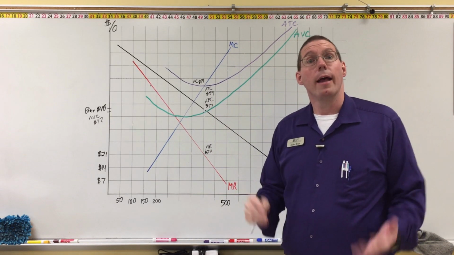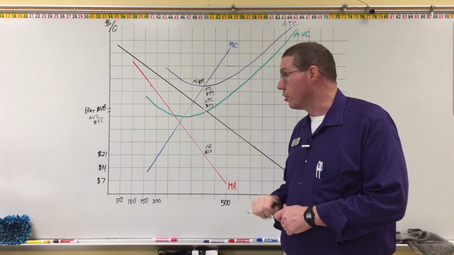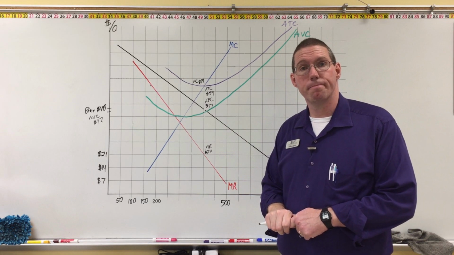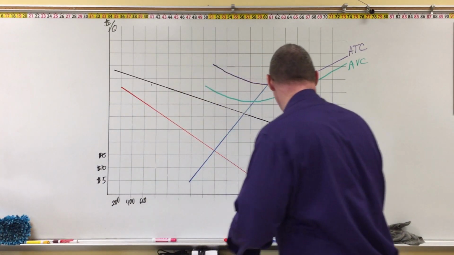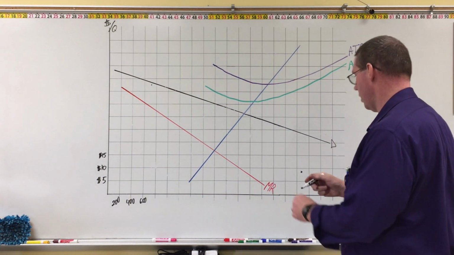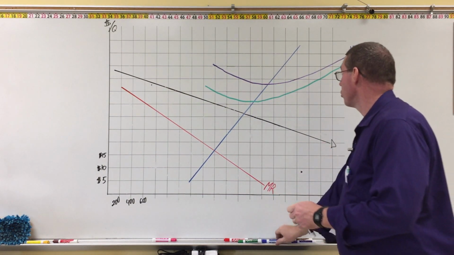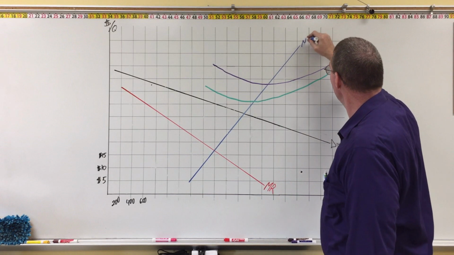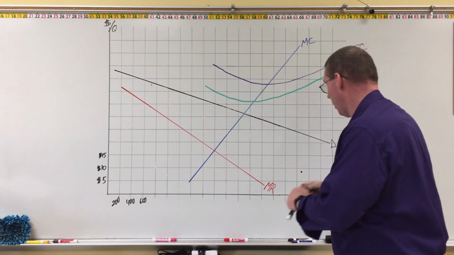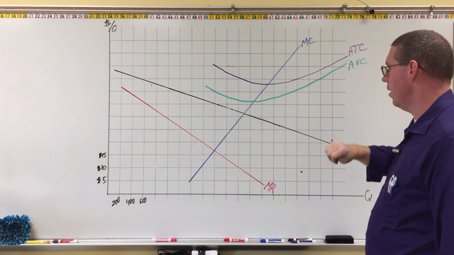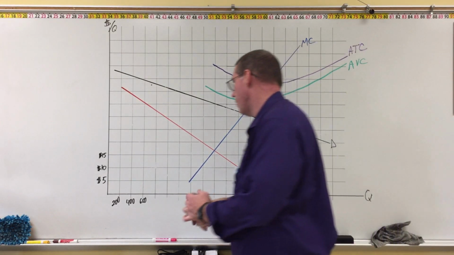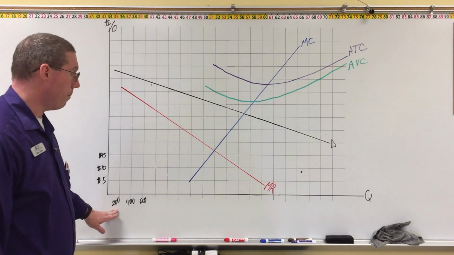All right, now let's go on to another example. I want you to try this just a couple more times. So here's another example. We've got our marginal revenue curve here. We've got our demand curve here. There's our marginal cost curve in blue. We've got our average variable cost curve and our average total cost curve. And you can see here that our scale on quantity is going up by 200.